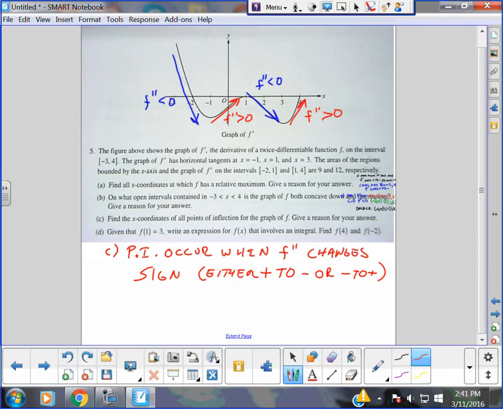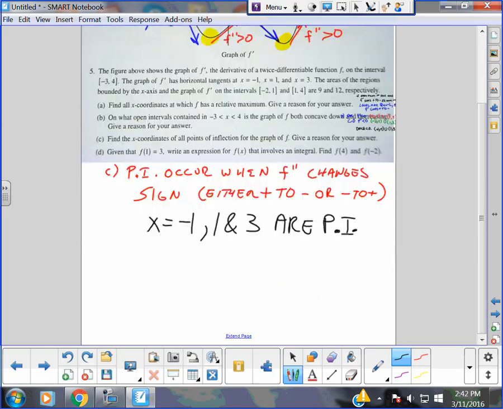So there are 3 points of inflection, right here, right here, right here. We have 3 sign changes on the second derivative. It just asks for the x values, so x equals -1, 1, and 3 are the points of inflection. What's the reason? Because f prime prime changes sign.